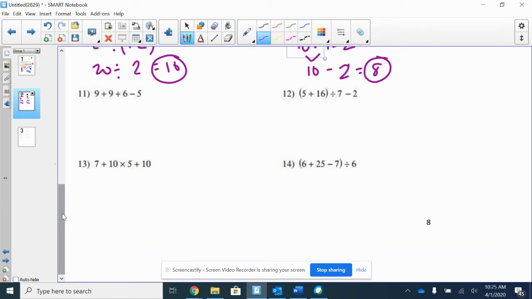Next question, pretty straightforward. We have all addition and subtraction, so we want to go left to right. So we have 9 and 9 is 18, plus 6 is 24, minus 5 is 19.